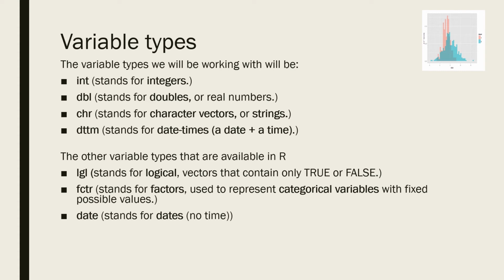There are other variable types available in R. So we have the logical variable type, sometimes referred to as the Boolean variable type, which are variables which only contain true or false values. Factors, which are used to represent categorical variables with fixed possible values. And dates, where we have a date but there's no attached time.